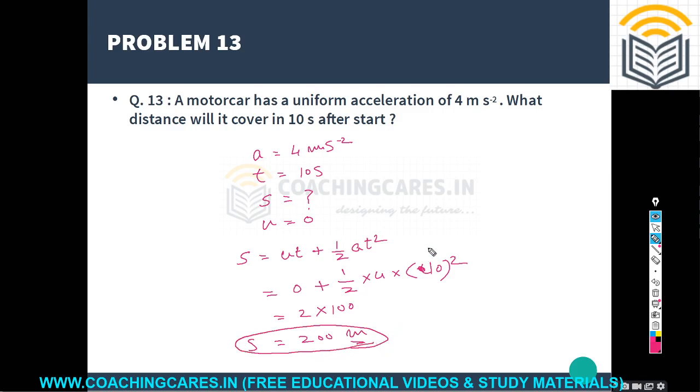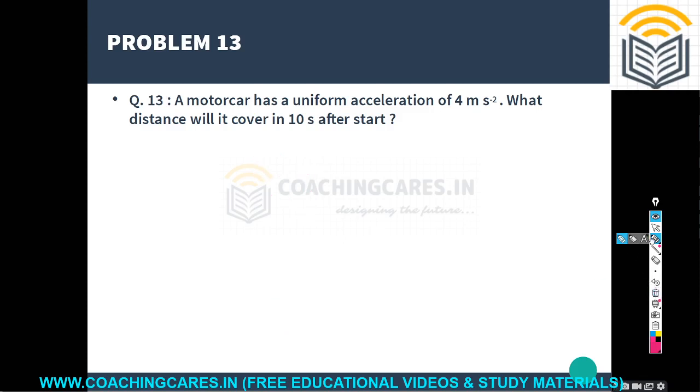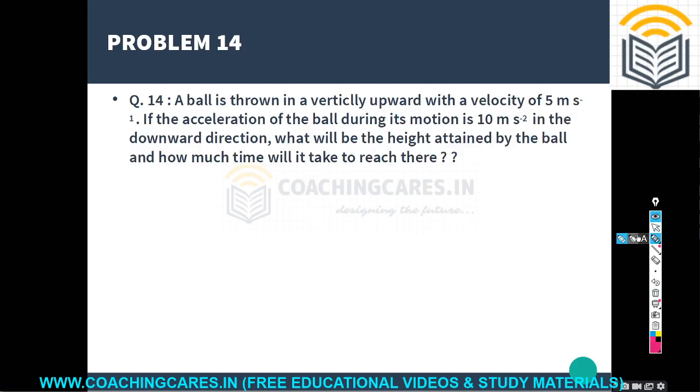So this is the logic to understand, and we can solve all the numericals accordingly. Let us take another numerical in this slide. A ball is thrown vertically upward with a velocity of 5 meter per second. So the acceleration of the ball during this motion is 10 meter per second square. This acceleration is negative because it is moving up.